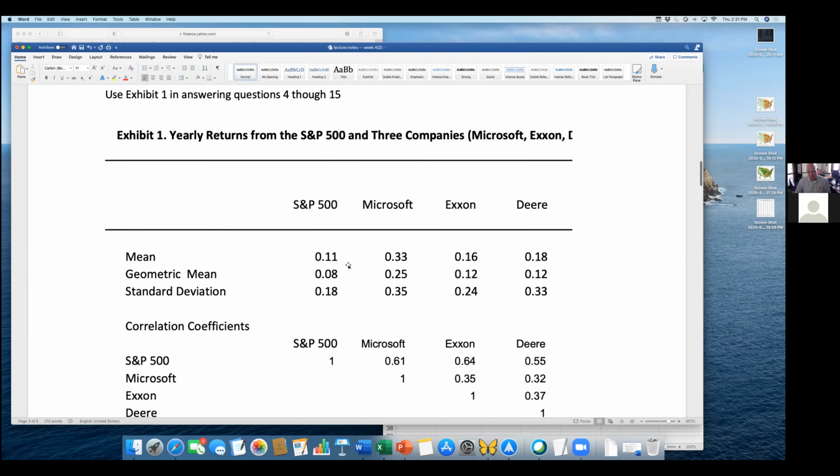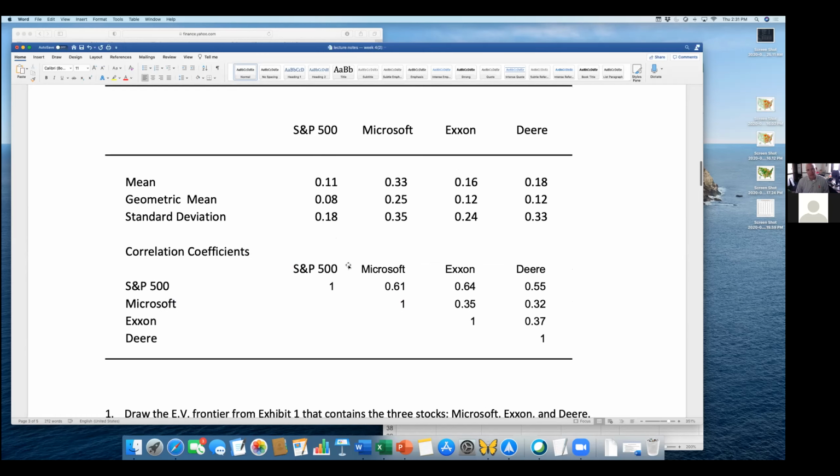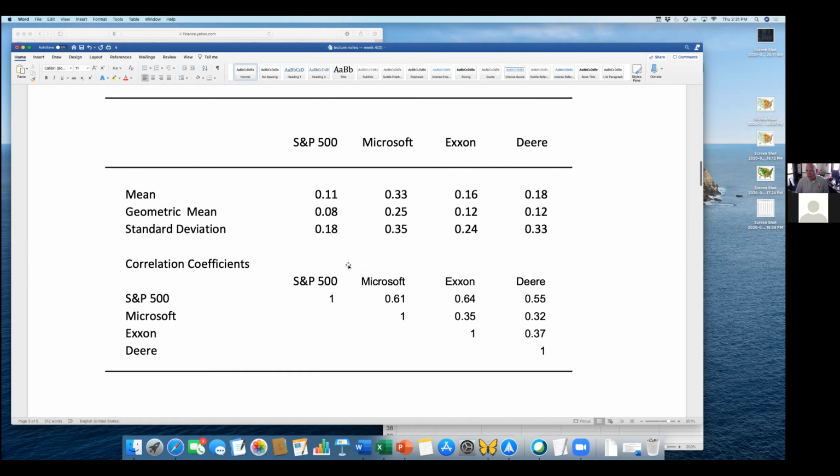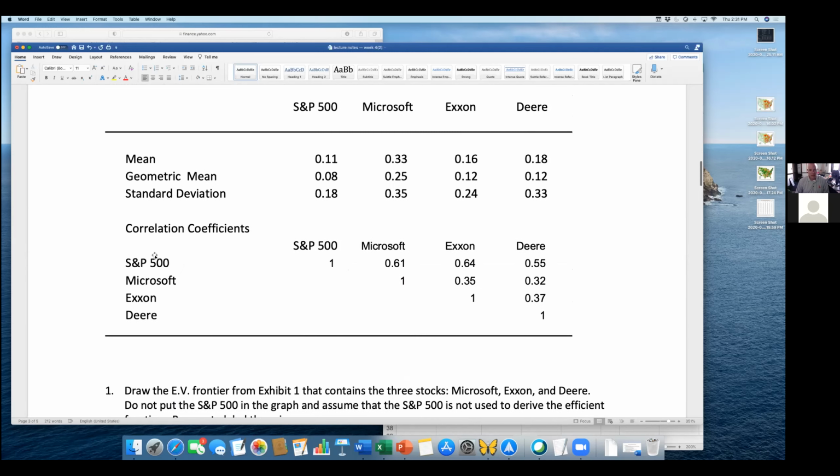Let's move on. I'm on the third page of our handout. Here we have four items: S&P 500, Microsoft, Exxon, Deere. I gave you the means, geometric means, standard deviations, and also their correlation coefficients here. So those were our correlation coefficients, means, and standard deviations. And here was the question.